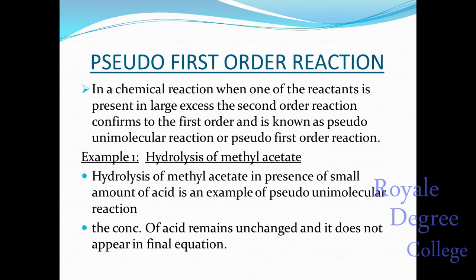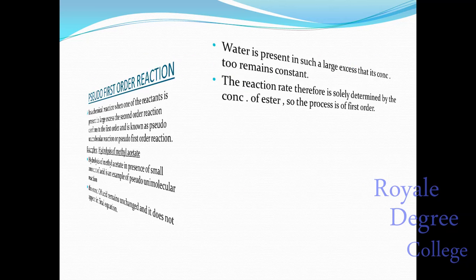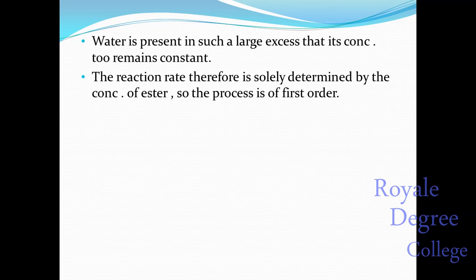Here we'll see the first example, that is hydrolysis of methyl acetate. So hydrolysis of methyl acetate in presence of a small amount of acid is an example of pseudo unimolecular reaction. Here the concentration of acid remains unchanged and it does not appear in the final equation. Water is present in such a large excess that its concentration too remains constant. The reaction rate therefore is solely determined by the concentration of ester. So the process is of first order.